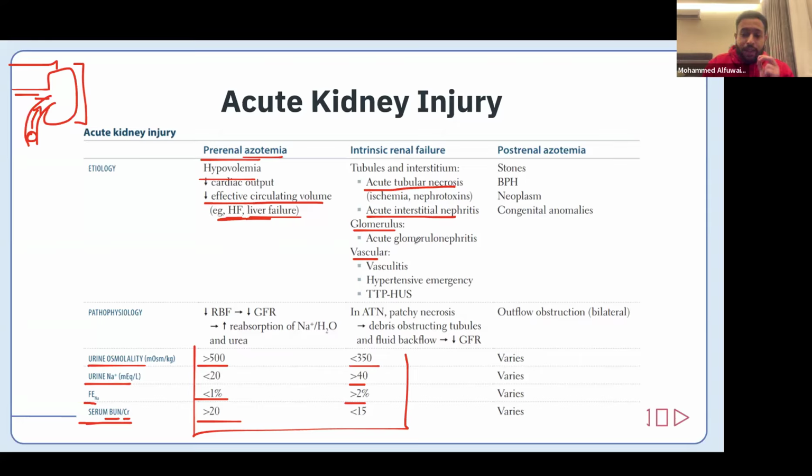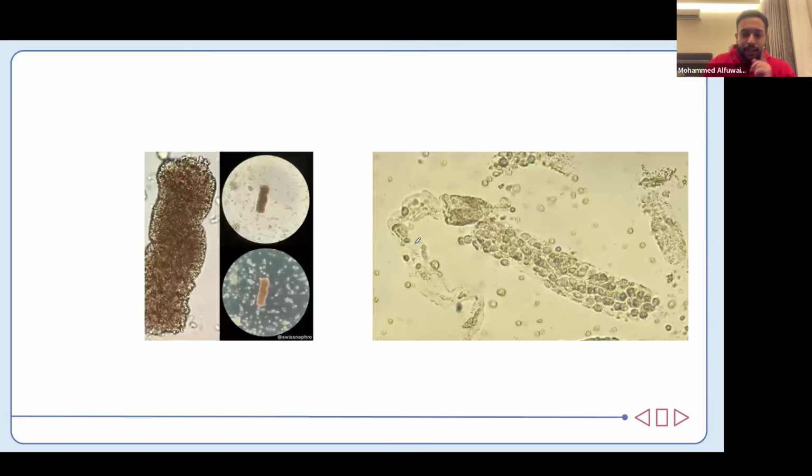Good. Will you use GFR to assess AKI? No, good, perfect. Will you use it for chronic kidney disease? Perfect.